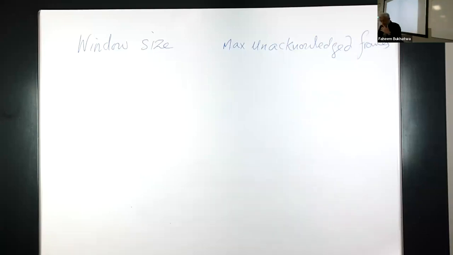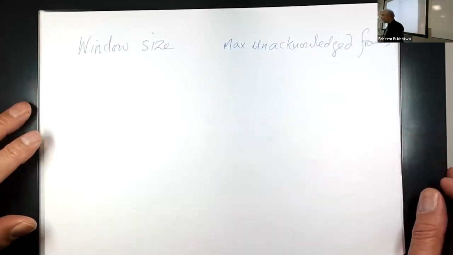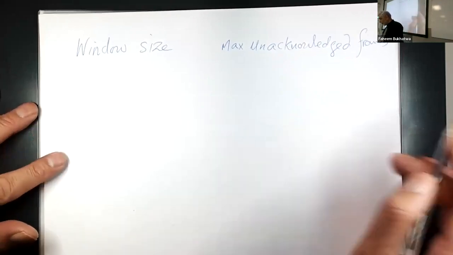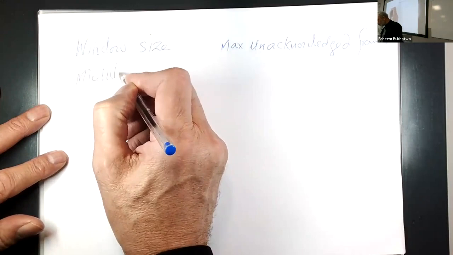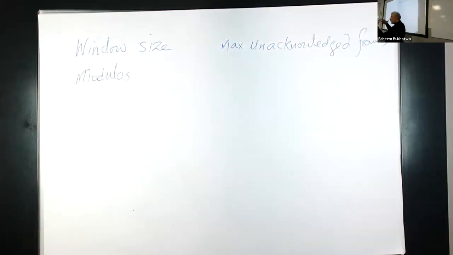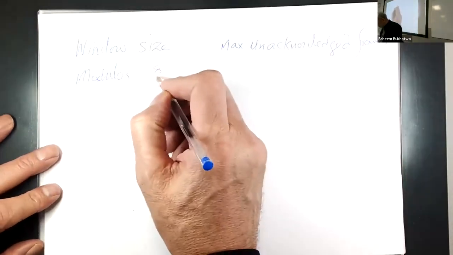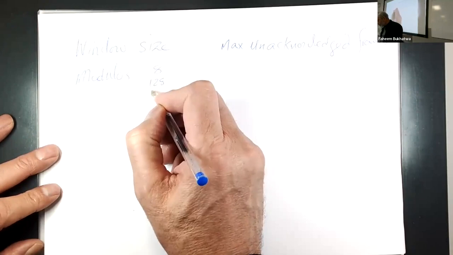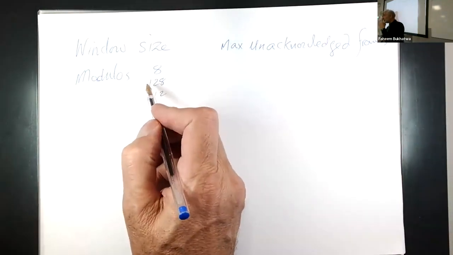Why? Because you can fit them in nicely and neatly, and they're binary numbers. They call them modulos. And a modulo comes from the number 8 as well, and it's 2 to the power of whatever. So the famous ones are 8 and 128 and 512, and they're all multiples of 2s, powers of 2s. We'll just use the smaller one just to get the idea.